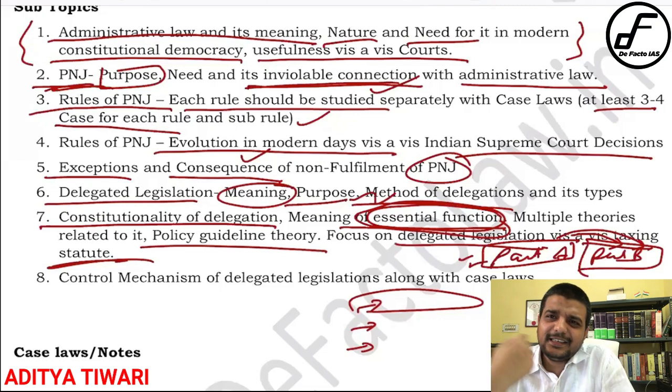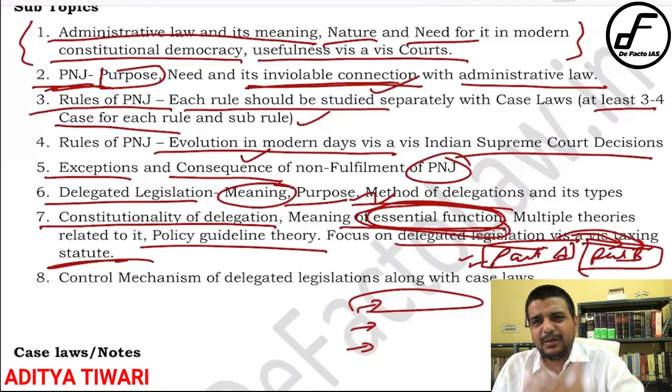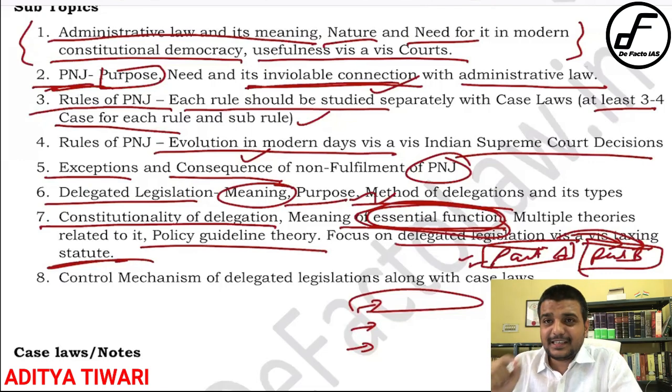So when a taxing statute is delegated, in certain cases courts have simply said that the preamble of that particular law is a sufficient guideline. Sometimes courts have said that no, the preamble is not a sufficient guideline, you have to have a better guideline. Sometimes even a single word has been held a sufficient guideline. So there are multiple case laws related to it, so do read that. Vis-a-vis taxing statute, delegation has to be studied, right? That is a very, very important part, so do remember that.